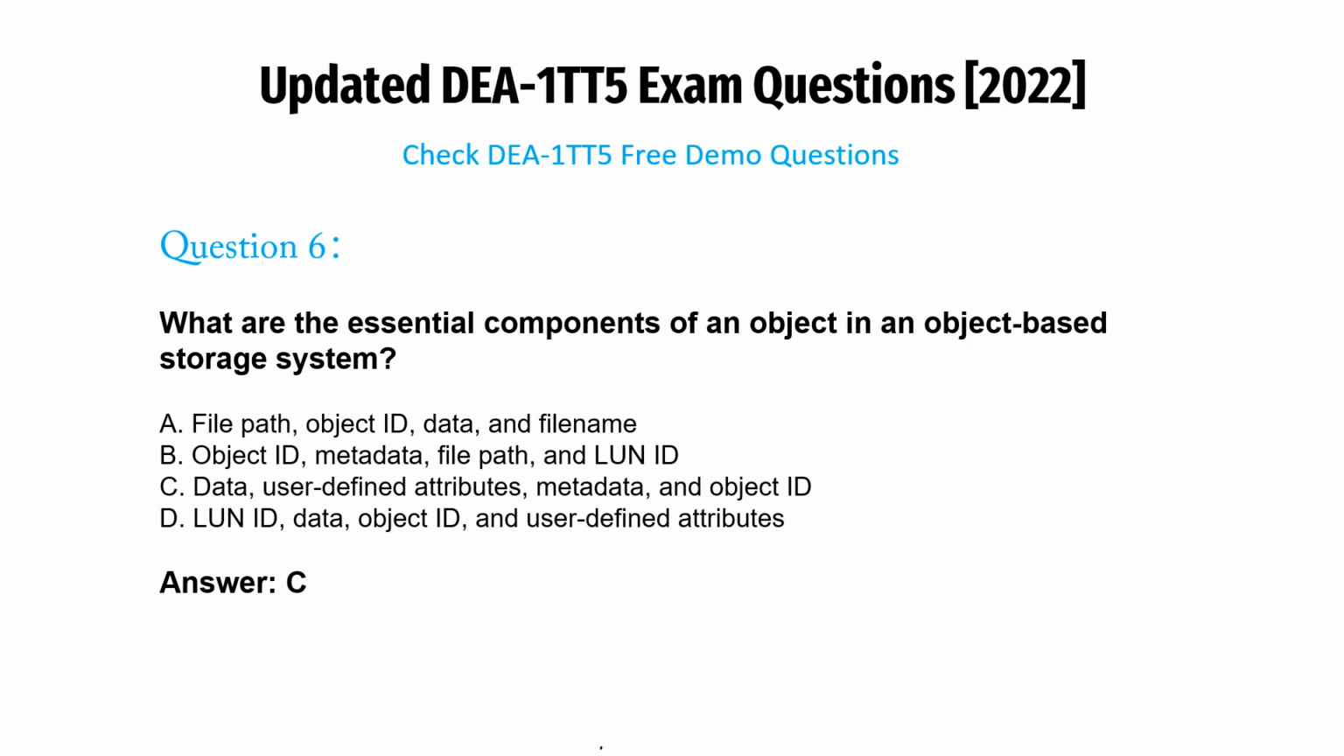Question 6. What are the essential components of an object in an object-based storage system? A. File path, object ID, data, and file name. B. Object ID, metadata, file path, and LUN ID. C. Data, user-defined attributes, metadata, and object ID. D. LUN ID, data, object ID, and user-defined attributes. Answer. C.